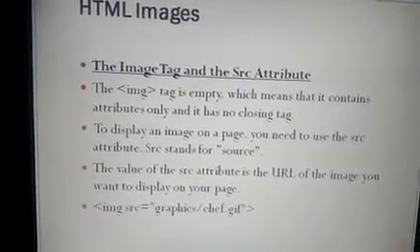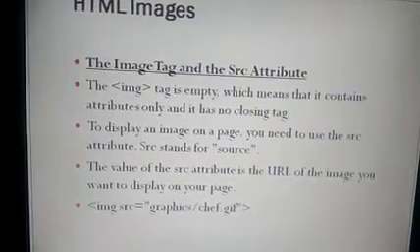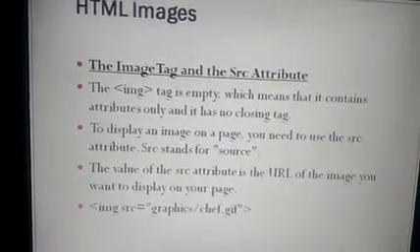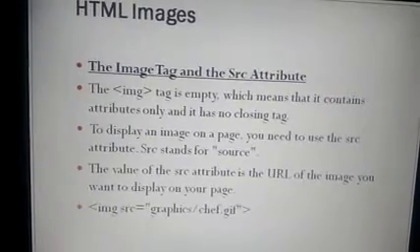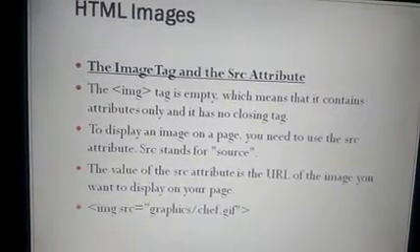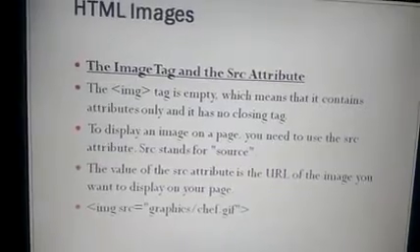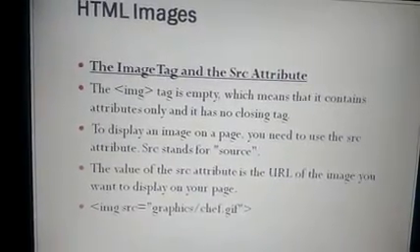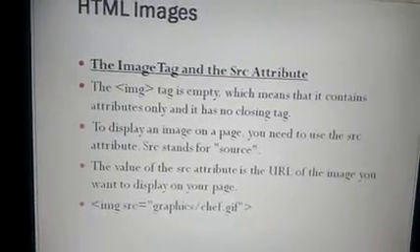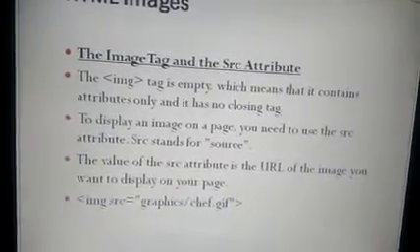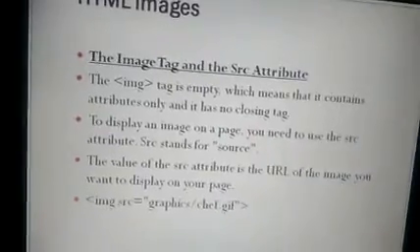For example, if you want to put an image, you first of all use src, an image tag attribute which tells the source of the image, where the complete name and the exact location of the image is given. Like graphic is the name of the folder, slash chef.gif, where .gif is the extension of the image file, okay?